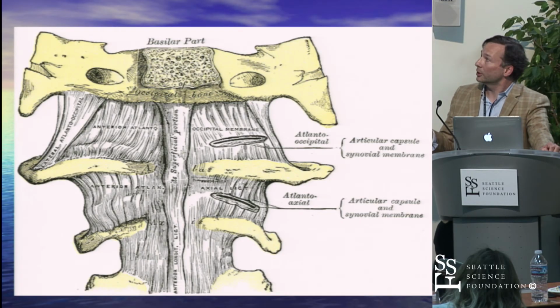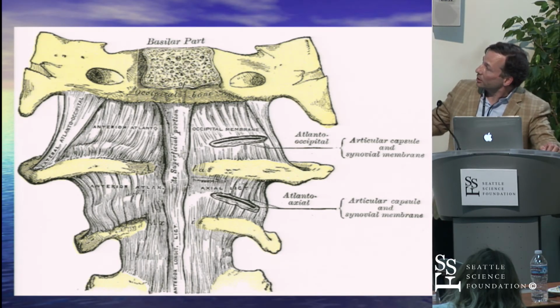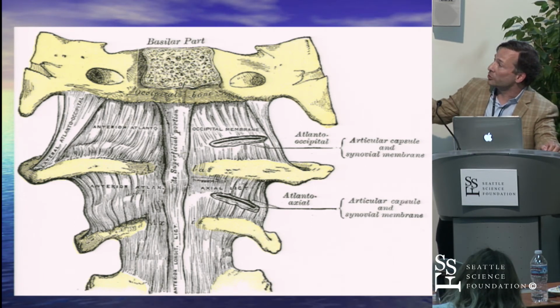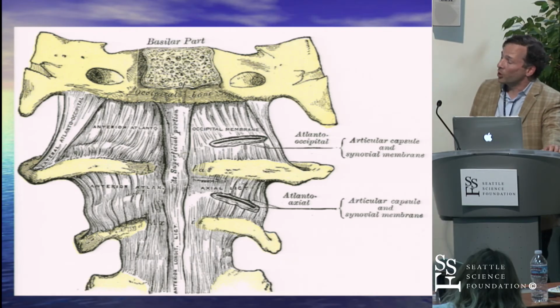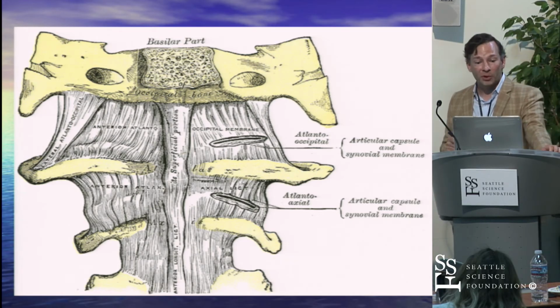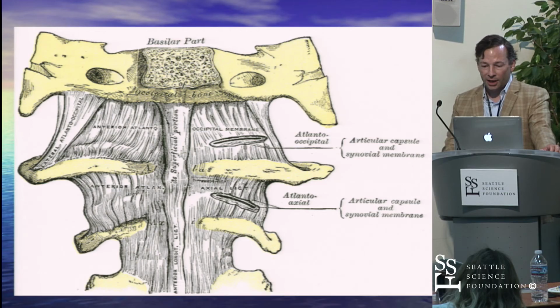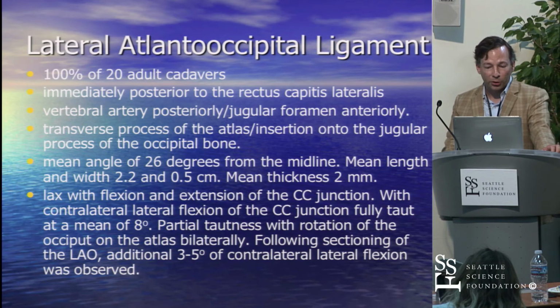Lateral occipital, atlanto-occipital ligament that we see here, running from the jugular process of the occipital bone out to the transverse process of C1, is a good landmark for the jugular foramen for anterior approaches, and a study performed by our group showed that the relationship between it and the vertebral artery is intimate and puts the vertebral artery in danger if you're in this region. It has about a mean angle of 26 degrees off of the midline, and it's lax with flexion.